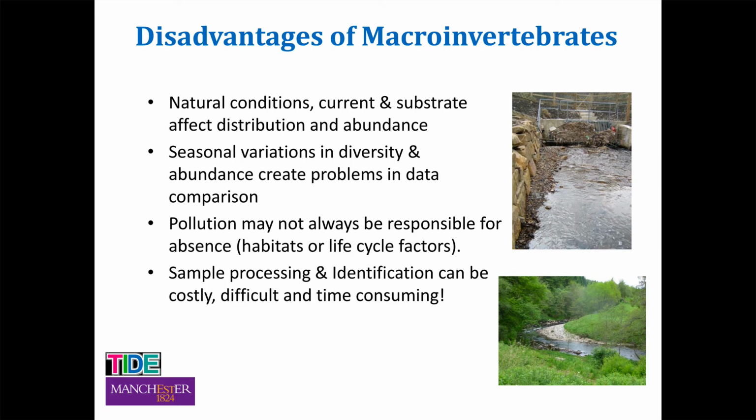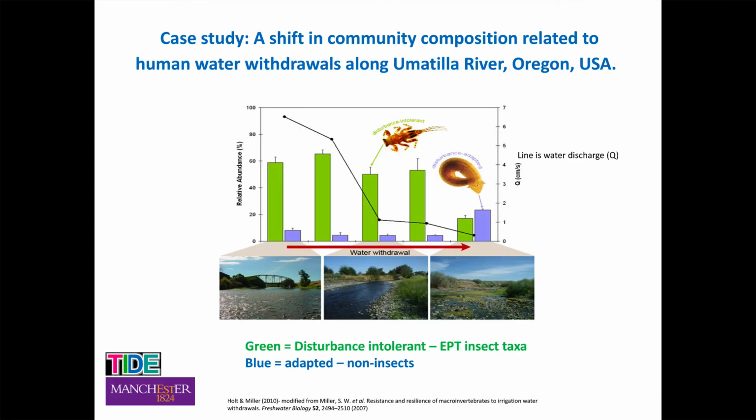Sample processing and identification can be costly if you have to get somebody else to do it or pay someone else to do it, get an expert in. And it can be difficult identifying the species, as I'm sure we'll find out, and can be very time consuming as well, especially if you have lots and lots of organisms in your sample.